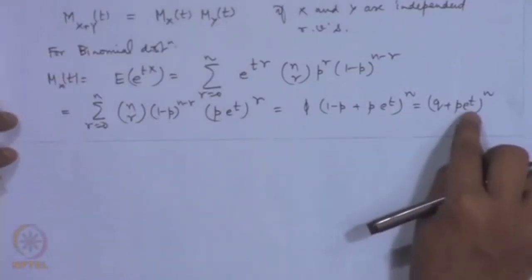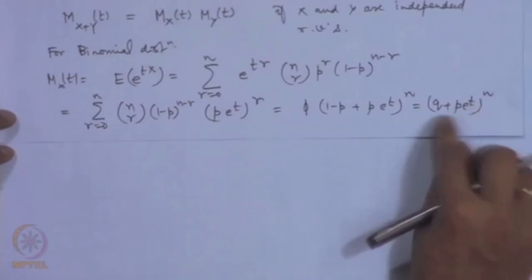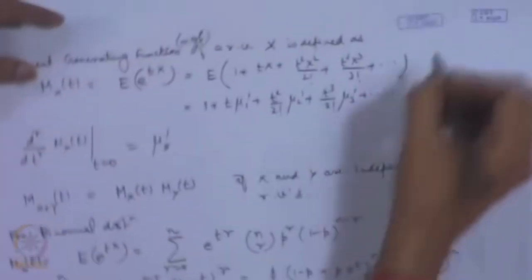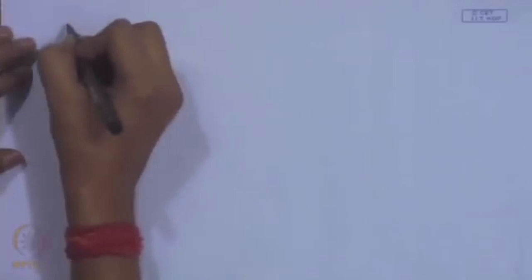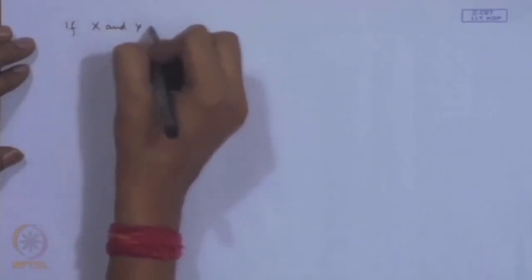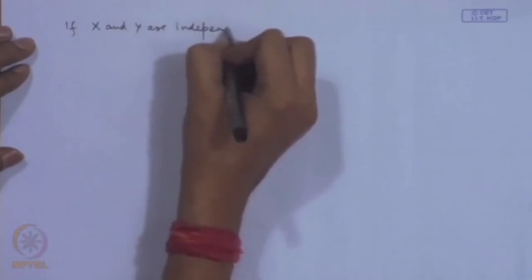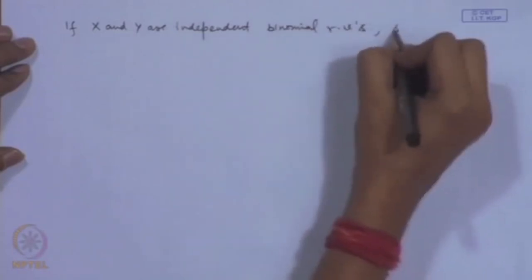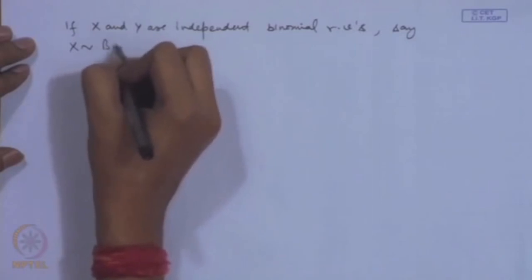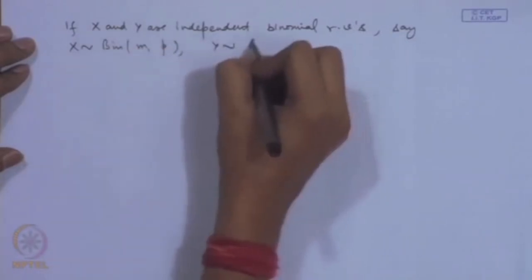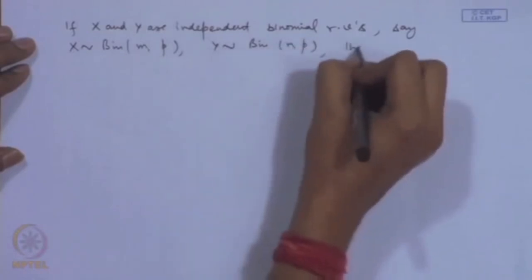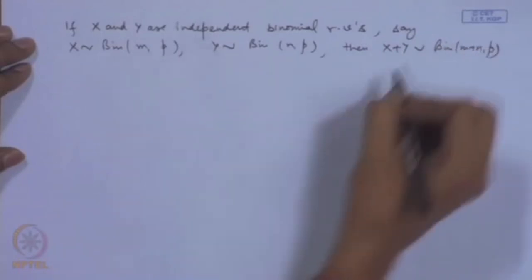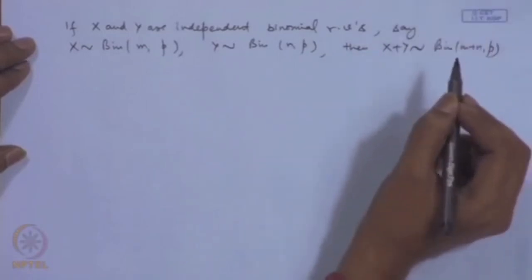So, the moment generating function of a binomial distribution with parameters n and p can be written as (q + p e^t)^n. See, if x and y are independent binomial random variables, say x follows binomial(m, p) and y follows binomial(n, p), then x plus y follows binomial(m plus n, p). This you can easily prove using the moment generating function.